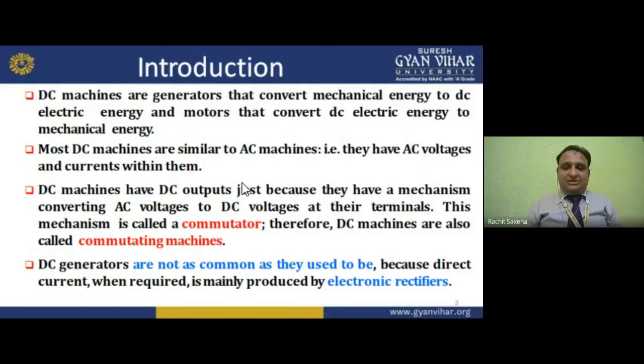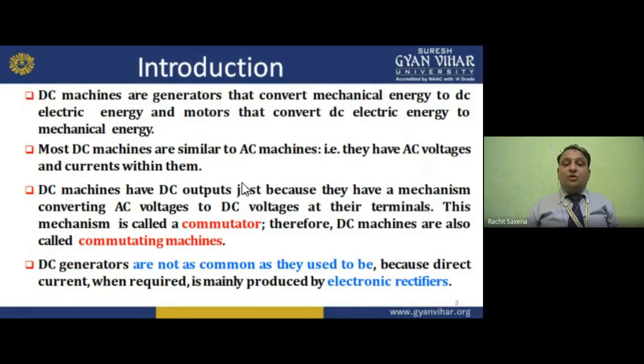At their terminals, this mechanism is called a commutator. This element, the device or part of the DC machine, is used to convert alternating current to direct current, or we can say bidirectional current into unidirectional. I hope you understand. It's called a commutator. Therefore, DC machines are also called commutator machines. The difference from an AC machine is that it has the commutator. So the commutator is the important part.